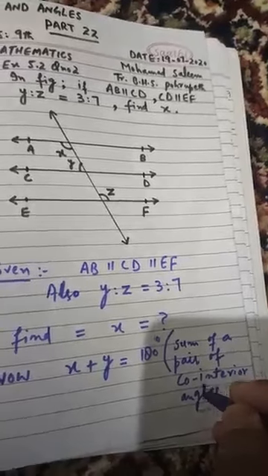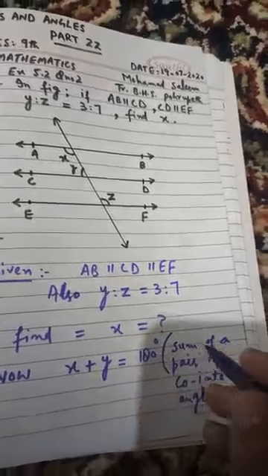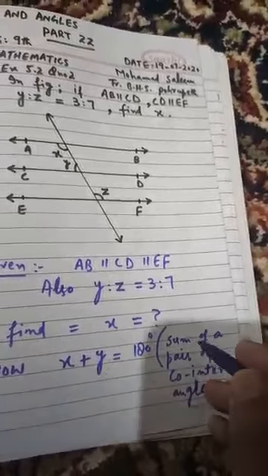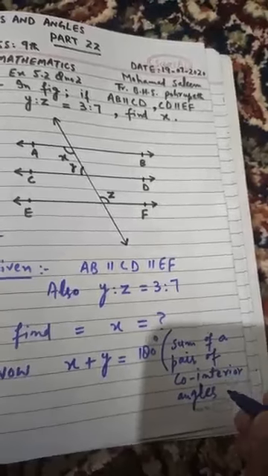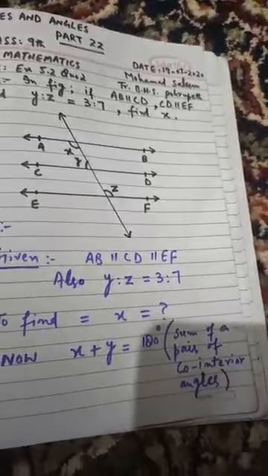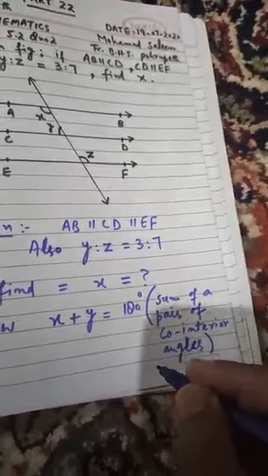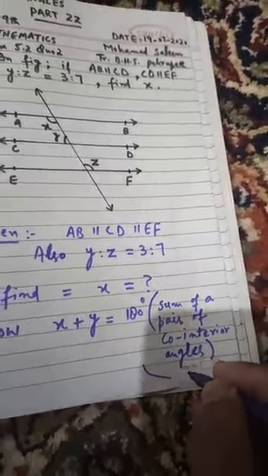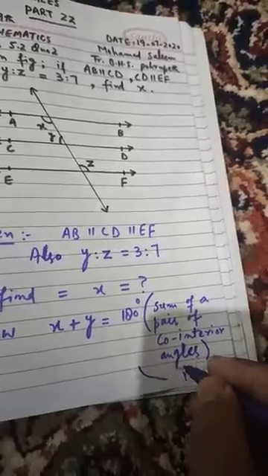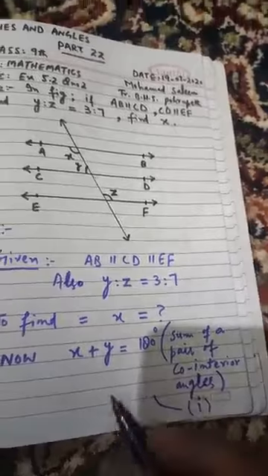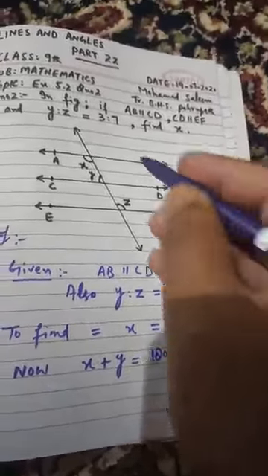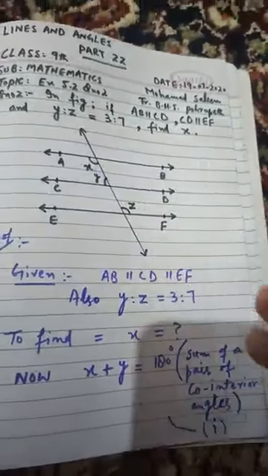Okay. Why is the sum 180 degrees? Because these two angles form a pair of co-interior angles, and we know they are supplementary, that is 180 degrees. This will be our first equation. Remember, x plus y is equal to 180.